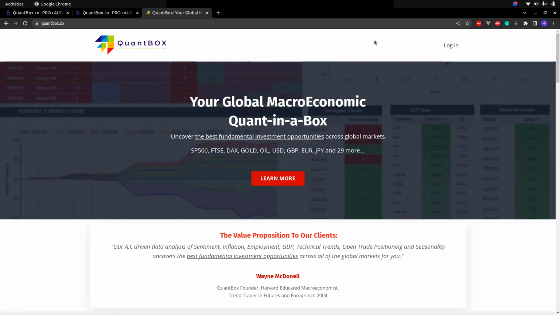So what is QuantBox? QuantBox is your global macroeconomic Quant-in-a-Box. It's very simple. It's a fundamental tool that you can use to gain an edge on your trading by having a fundamental bias. Now, normally, you have to draw this stuff. You have to go find COT data, retail sentiment, seasonality, economic data, put everything together in an Excel spreadsheet, and then say, okay, cool, I'm a bull or a bear. We do that for you.